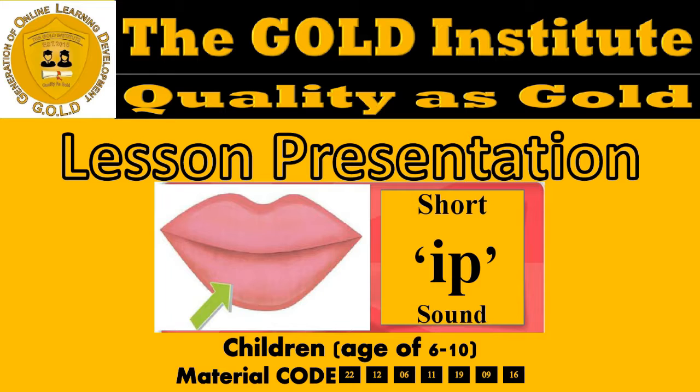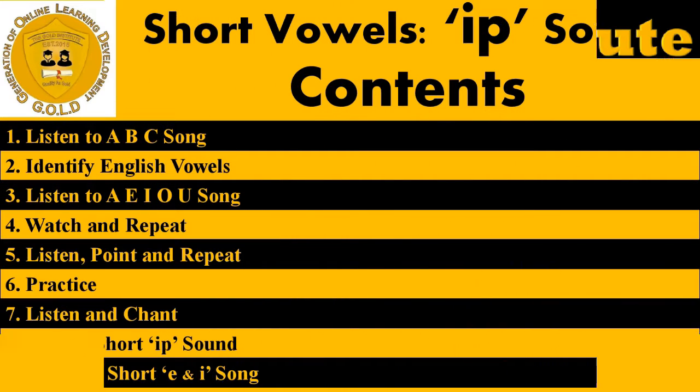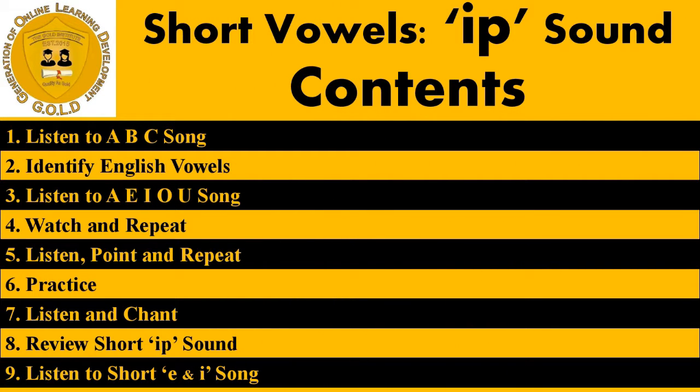The next slide will show you the content of this lesson. The lesson of the short vowel, IP, will start with an ABC song, followed by Identify English Vowels. Listen to English vowel song. Watch and repeat. Listen, point and repeat. Practice. Listen and chant. Review the short vowel, IP. Finally, listen to a short E and I song.